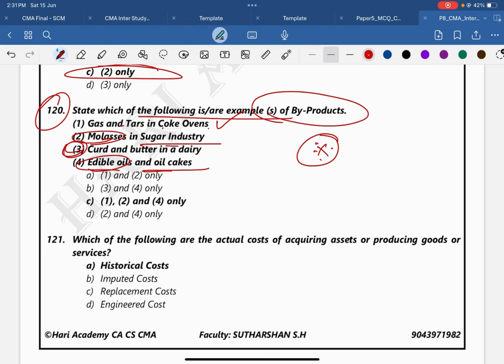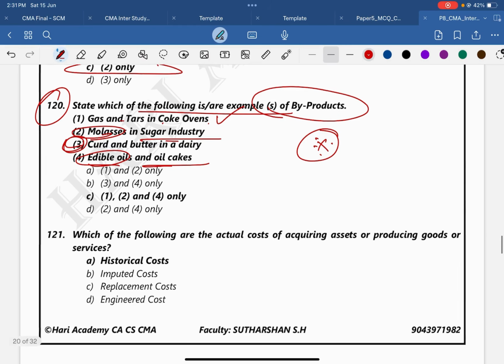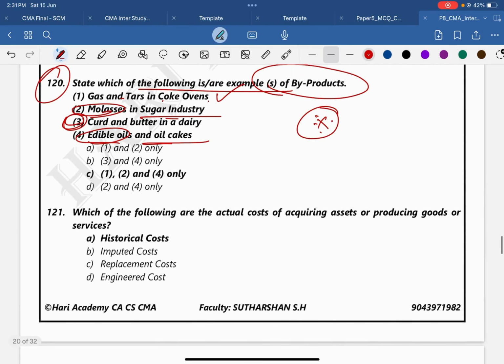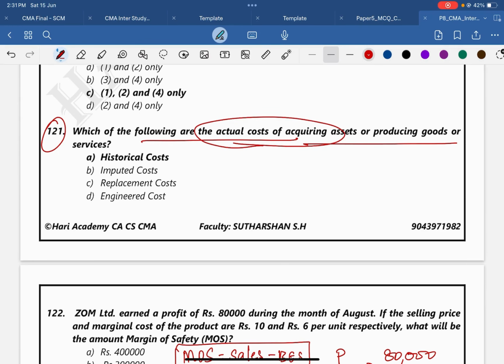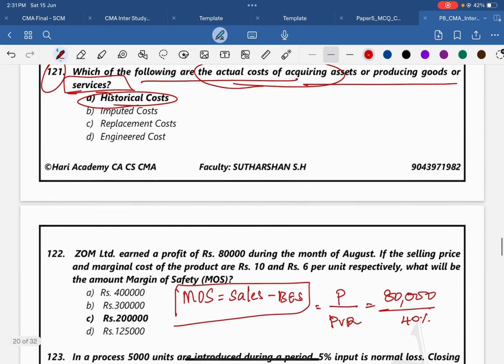The third one, curd and butter. Curd and butter in a dairy is not a byproduct. They are products of that milk. Curd is not a byproduct of butter. At the point of split off, curdling, curd and butter will be 2 different products. Then 121. Which one of the following is the actual cost of acquiring an asset or producing goods and services? Actual cost of acquiring an asset is known as historical cost.